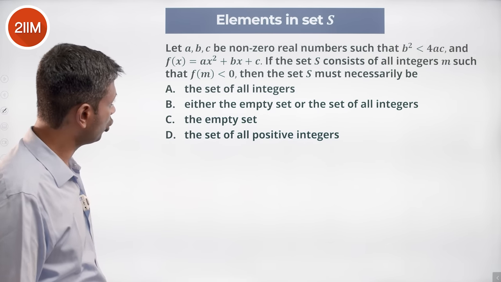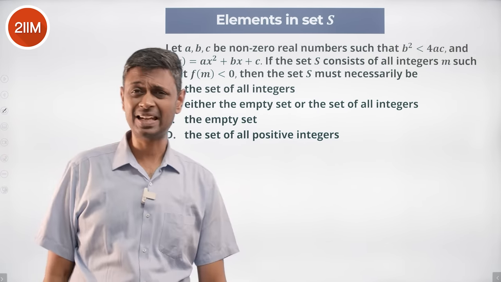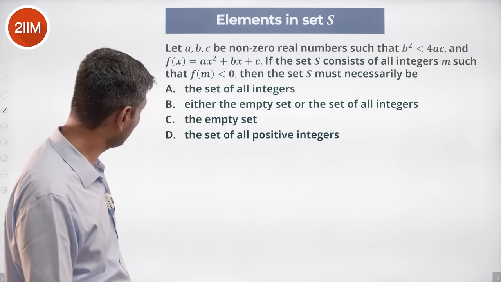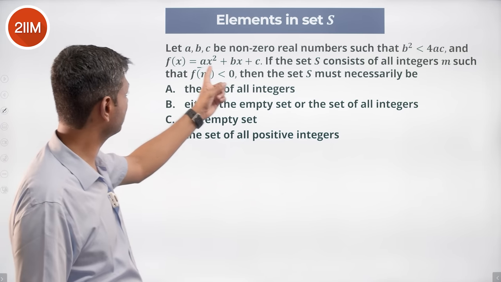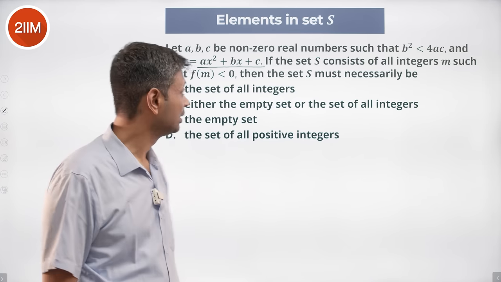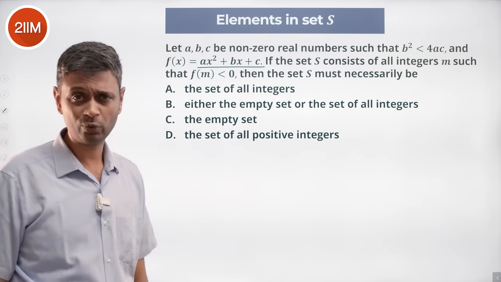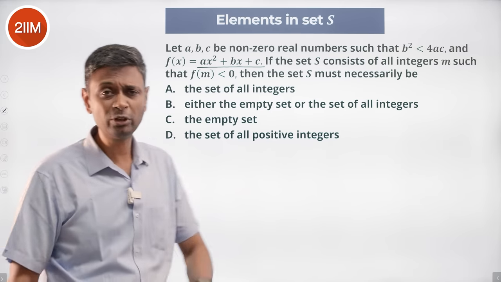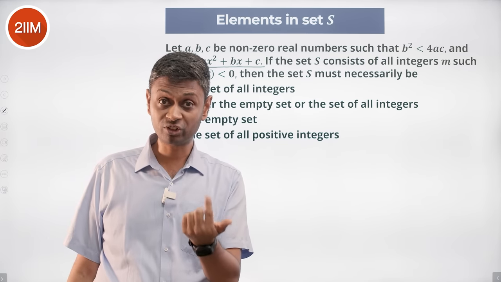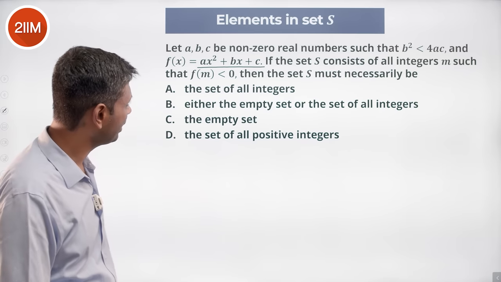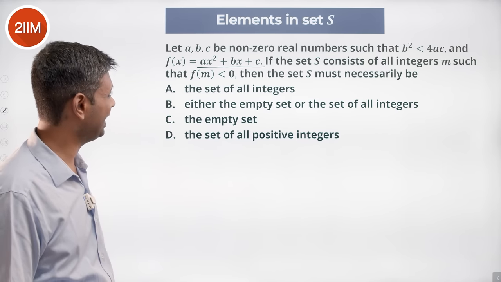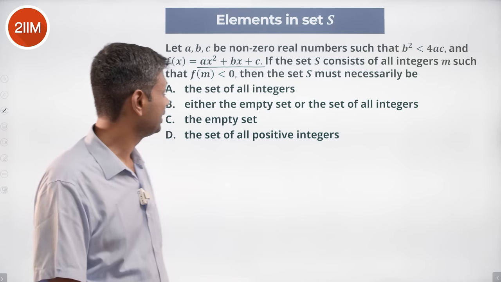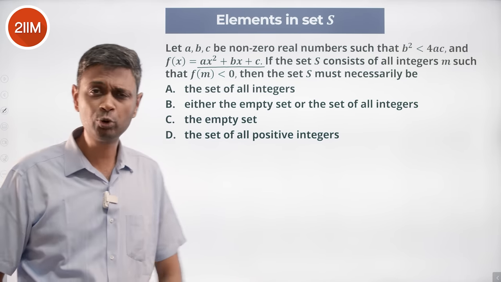Let a, b, c be non-zero real numbers such that b square is less than 4ac, and f of x equal to ax square plus bx plus c. If b square is less than 4ac, that means no roots are there. Discriminant is less than 0. The set S consists of all integers m such that f of m is less than 0. Then the set S must necessarily be... a beautiful question.